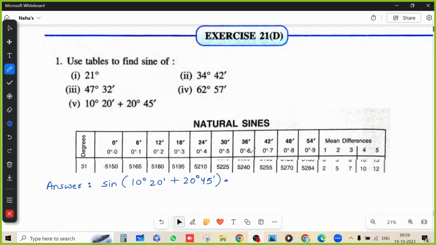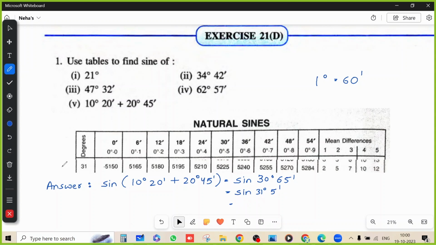The next question is to find the value of sine 10 degree 20 minute plus 20 degree 45 minute. Firstly, we will add the angles given here. So this will give us the sum as sine 30 degree 65 minute. But we know that 1 degree is equal to 60 minutes, so we cannot write 65 minute here. We will convert it into sine 31 degree and 5 minutes.